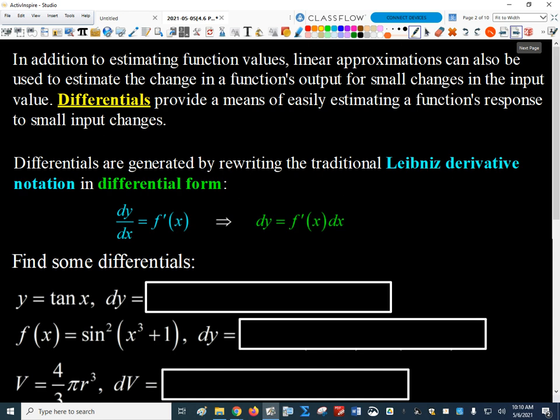Okay, so in addition to estimating function values, linear approximations can also be used to estimate the change in a function's output for small changes in the input value, okay? So this is a topic we call differentials. Differentials provide a means of easily estimating the function's response to small input changes.